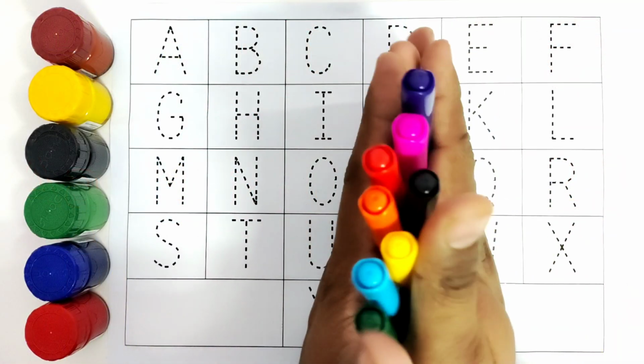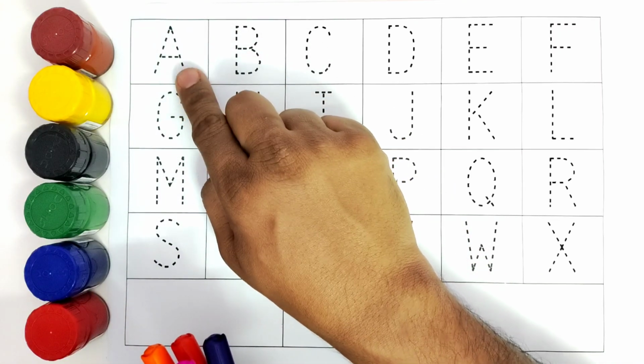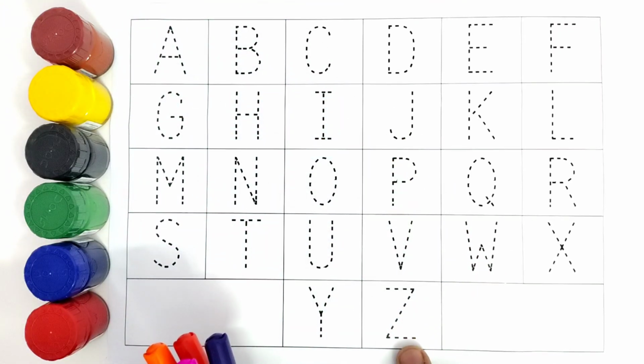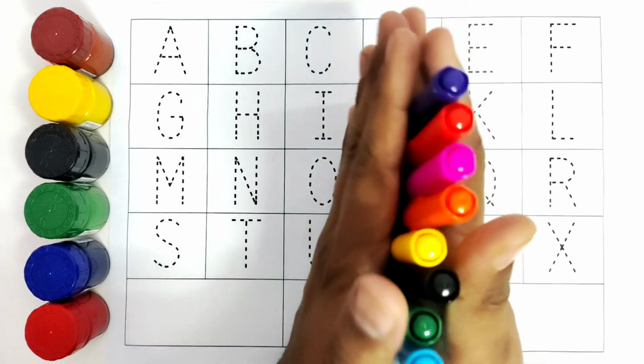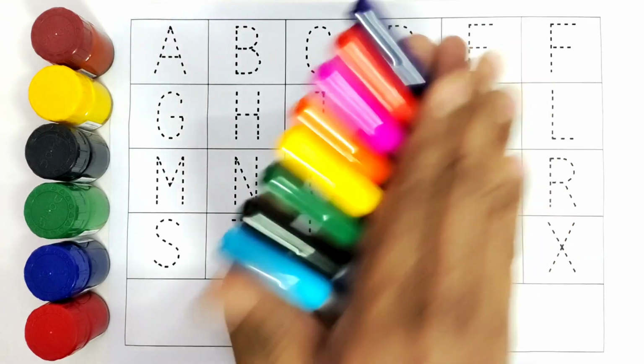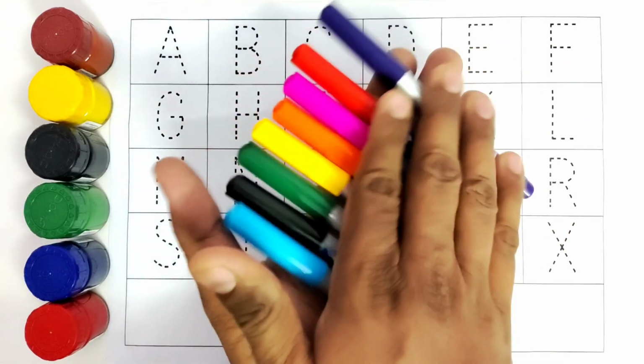Today we are going to trace from the letter A to the letter Z. So let us get started. We will do the color names.